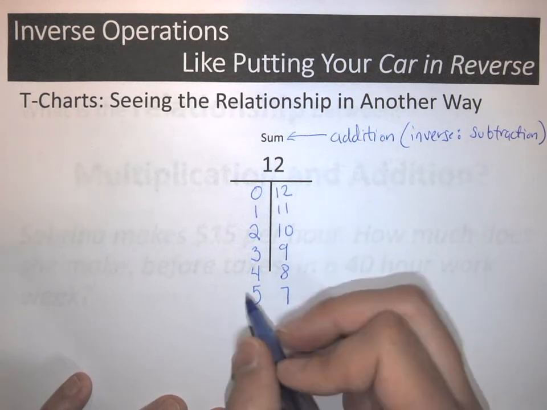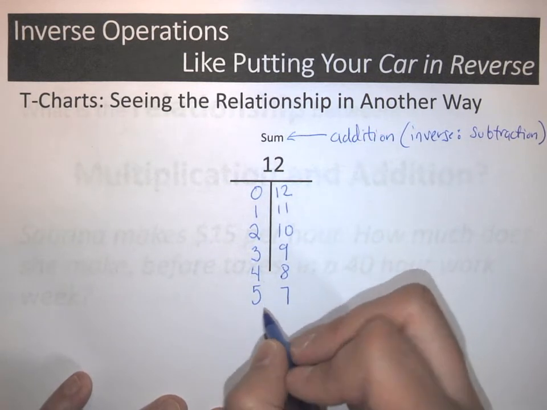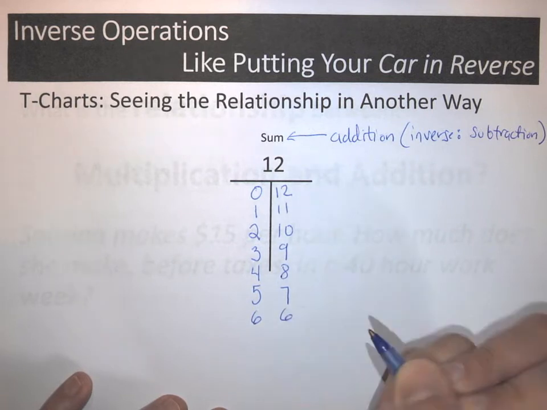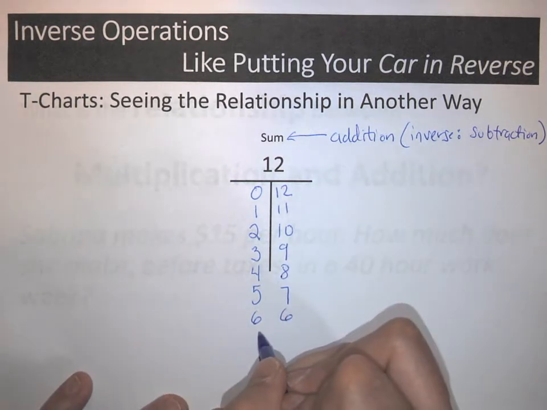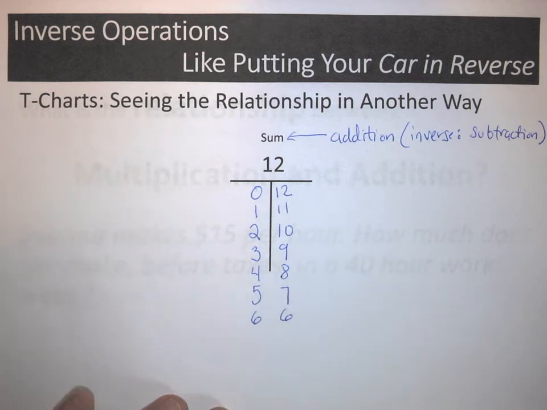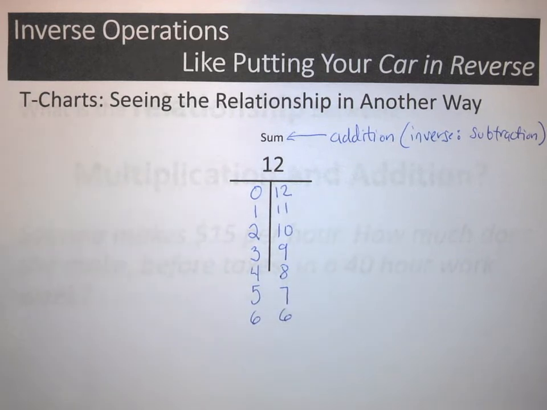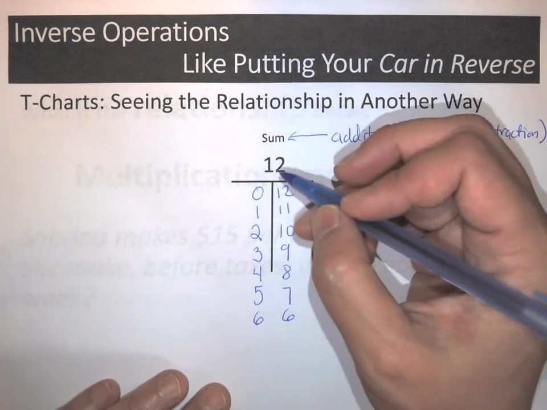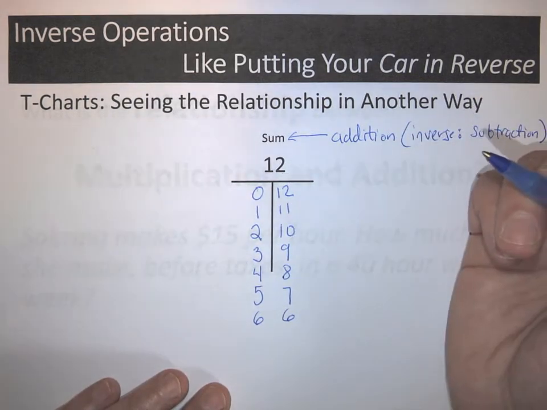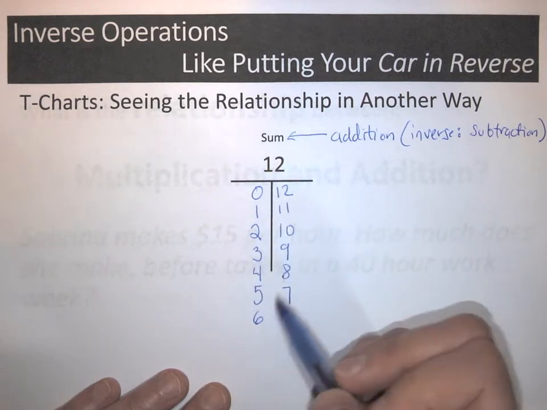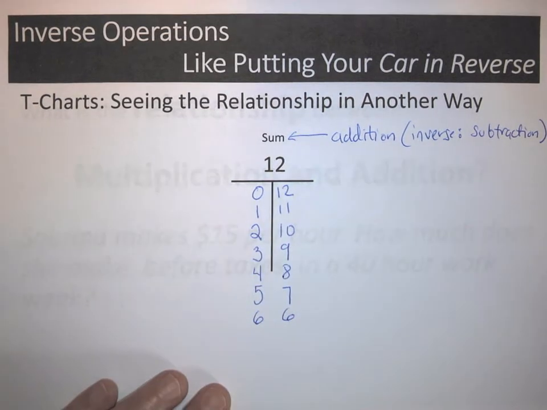Sorry, I had to think about that for a second. And then we would have 6 and 6. And then the next one would be this one in reverse, 7 and 5. So we found all the ways that we can get a sum of 12, using whole numbers, of course. And then we can picture the inverse relationship. If 2 plus 10 is 12, 12 minus 10 is 2, 12 minus 2 is 10.